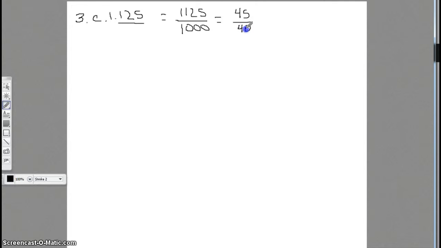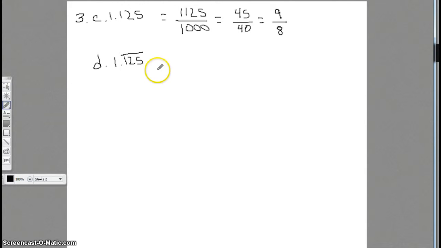And then these are both multiples of 5. So when I divide the numerator by 5, I will get 9. When I divide the denominator by 5, I will get 8. So 9/8 is our answer to number 3, part C. Now we're going to do part D, which is 1.125 with a bar over it. And I'm going to go ahead and, just to avoid confusion, get rid of that.